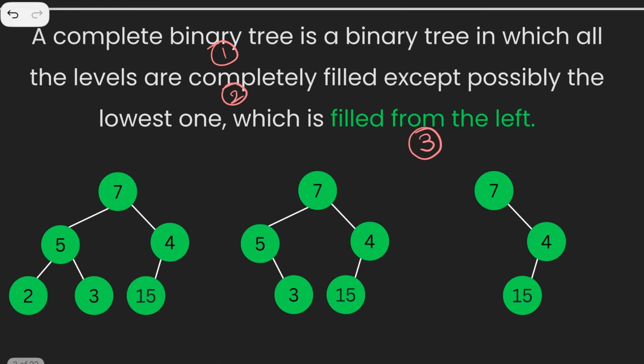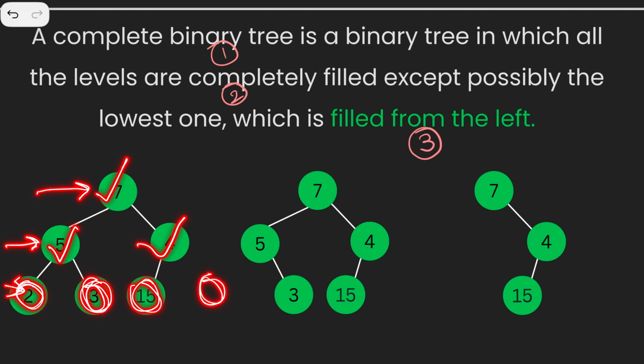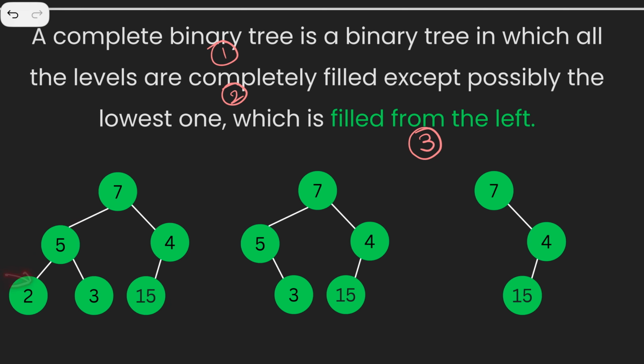Let's look at the very first example on the left side. The very first condition is it should be a binary tree. Is it a binary tree? Yes, it is. Why? Because every single node has at most two children. Let's look at the next condition. Every single level should be completely filled except for the last one. Is this level completely filled? Yes. Is this level completely filled? Yes. Is this level completely filled? You have the element here, but you don't have the element here. But this is the lowest level, right? So if the lowest level is not filled, there is no problem. The lowest level should be filled from left to right. You have an element here, you don't have the element here. So the lowest level is getting filled from left to right. So for the very first example, we can say that it is a complete binary tree.